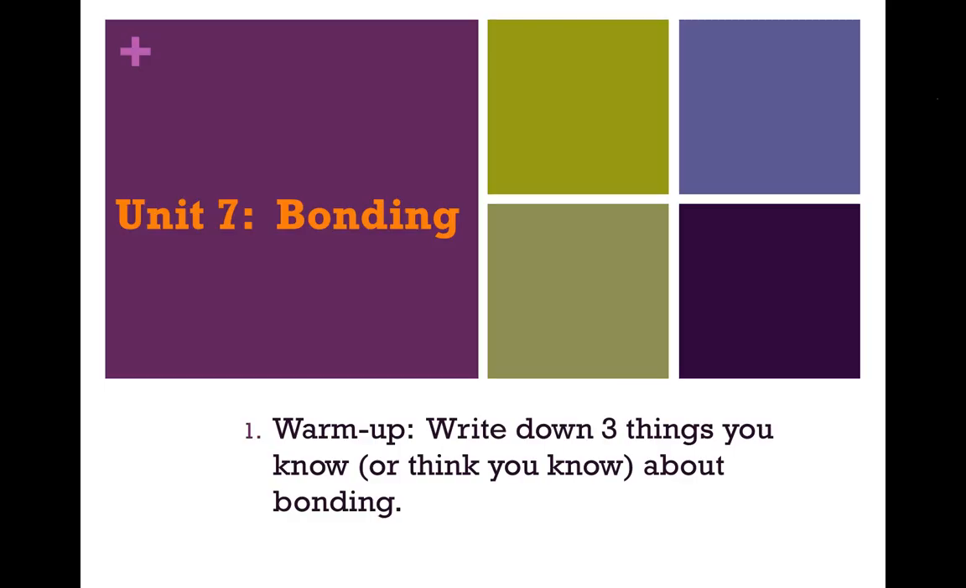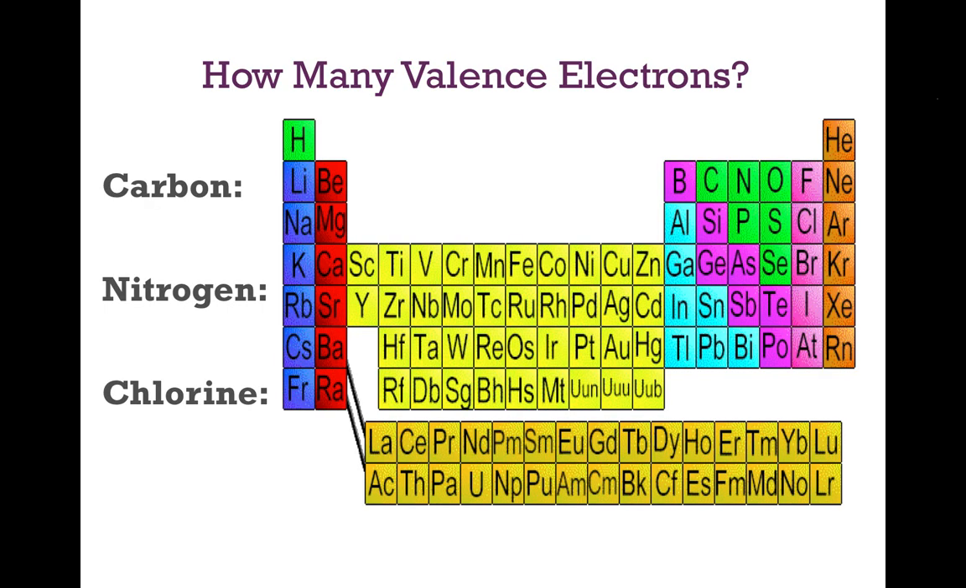We're going to start a brand new unit on chemical bonding, and it's going to be great. So, first, to understand chemical bonding, we really need to be familiar with our valence electrons. A valence electron is an electron in the outermost shell, the one farthest away from the nucleus, or the energy level farthest away.